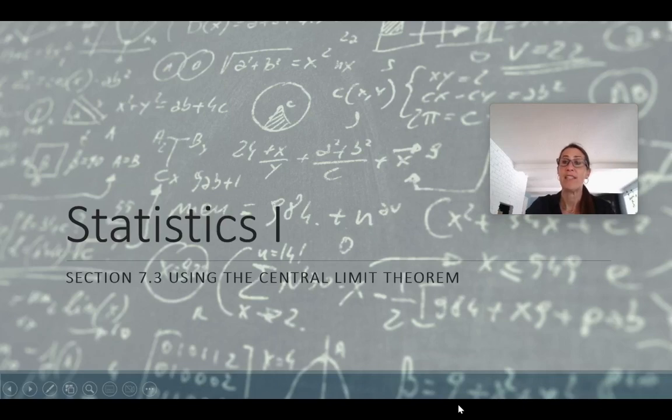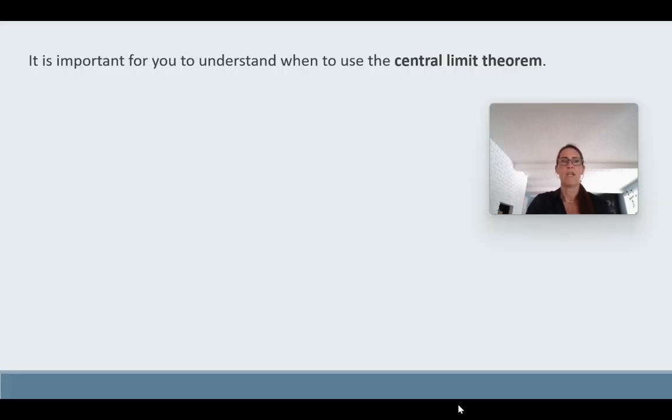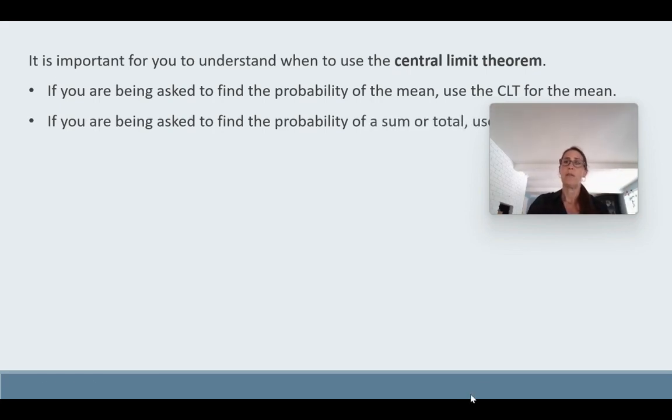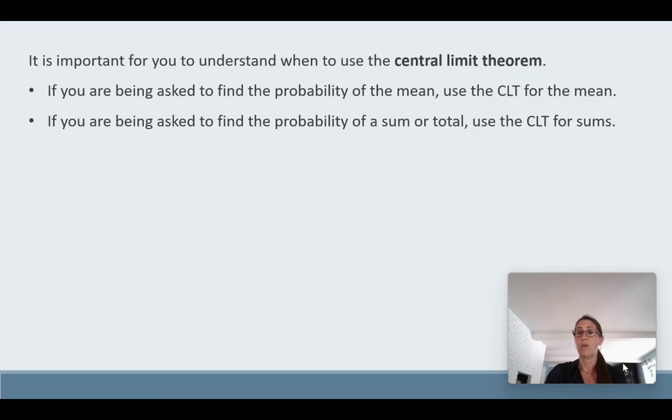So this video is the last one on using the central limit theorem in chapter 7. It's important to understand when we can use the central limit theorem. If we're being asked to find the probability of the mean, we use the central limit theorem for the mean. And remember, that has one specific new mean, it's the same, and standard deviation. And if you're being asked to find the probability of a sum or a total, we use the central limit theorem for sums, which has its own new mean and new standard deviation.